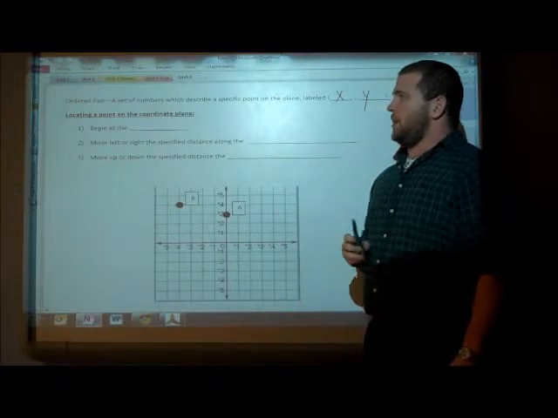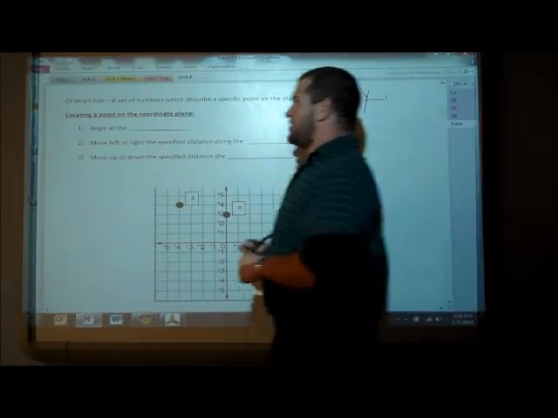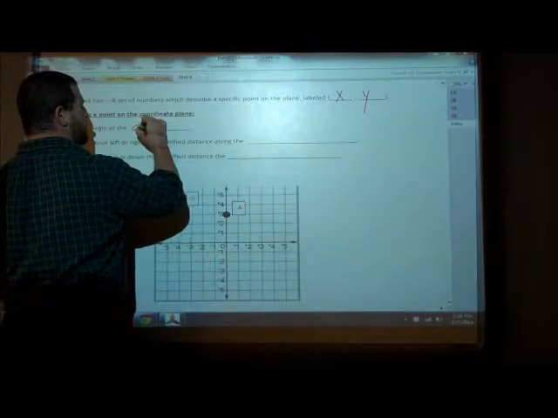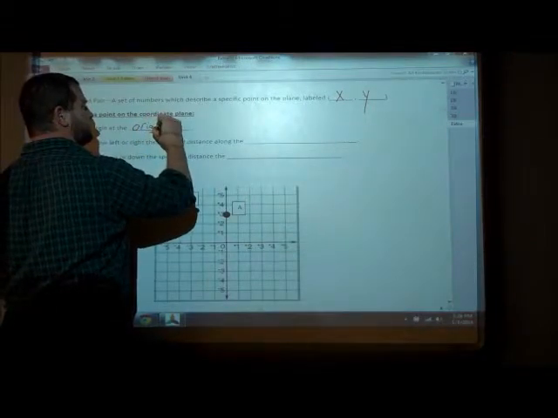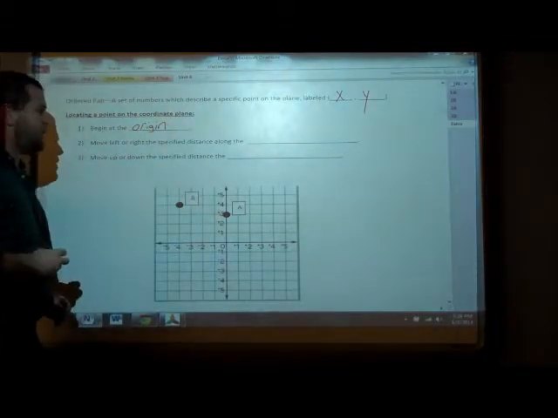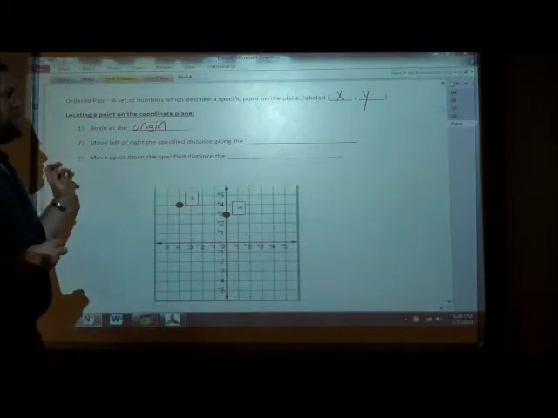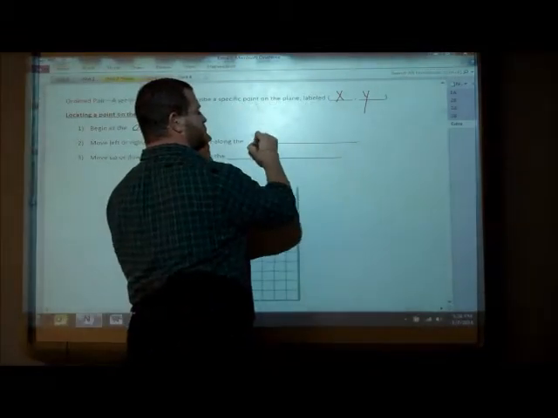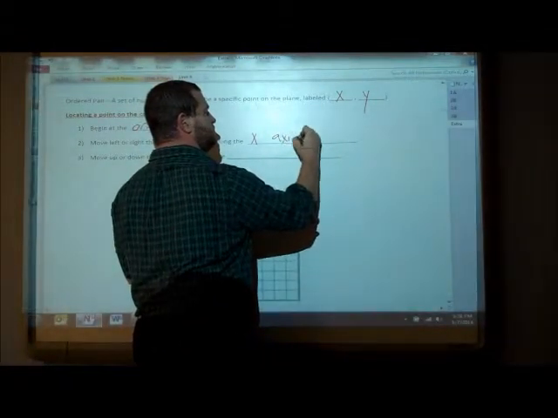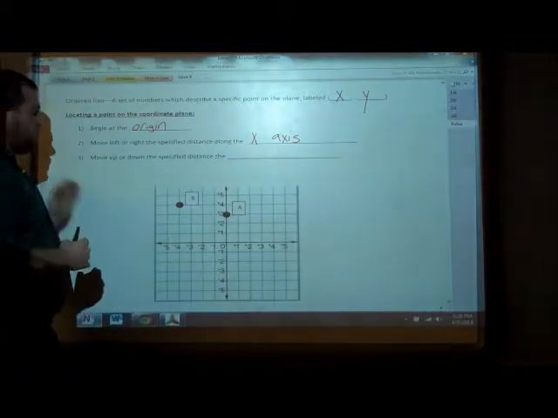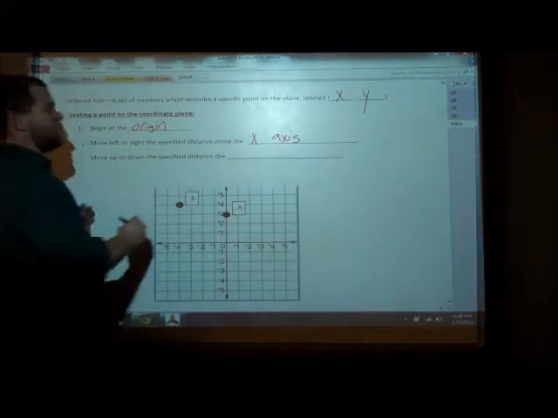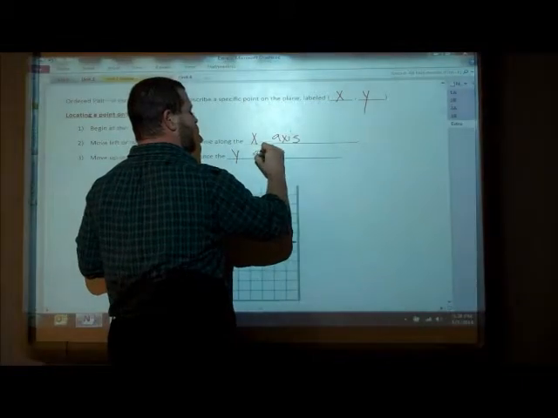Looking at a point on the coordinate plane, how do you do it? The first step is you got to begin at the origin. Like I said, origin is where you start. Your second step is to move left or right the specified distance along the x-axis. The third step is to move up or down the specified distance along the y-axis.